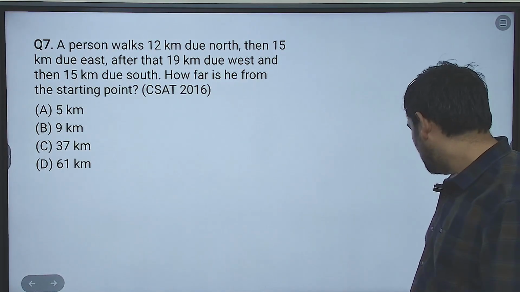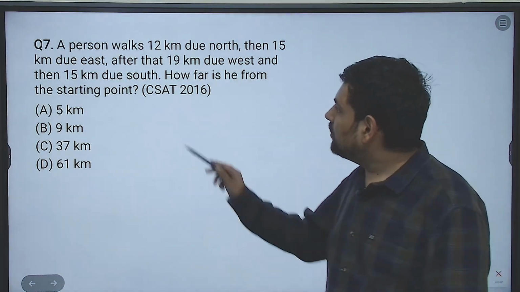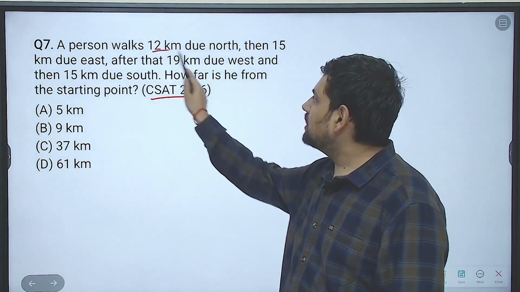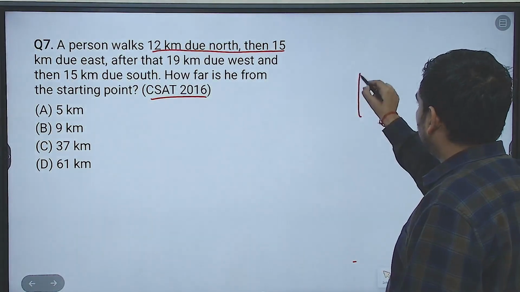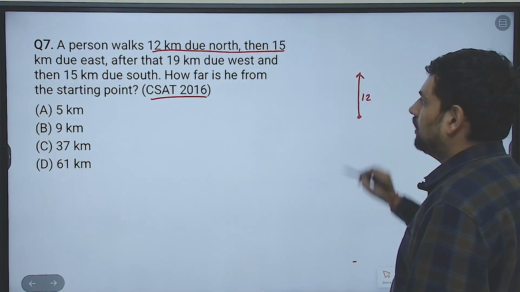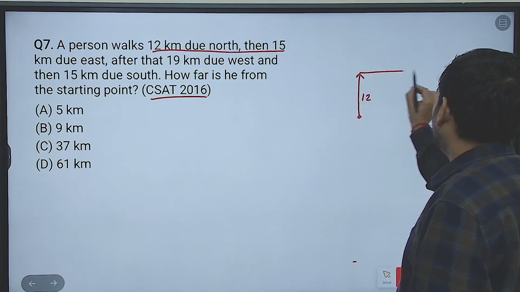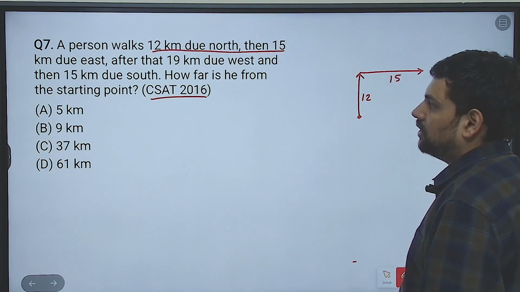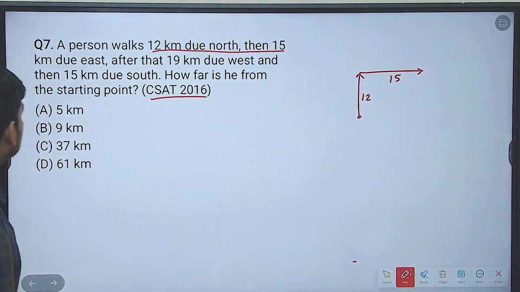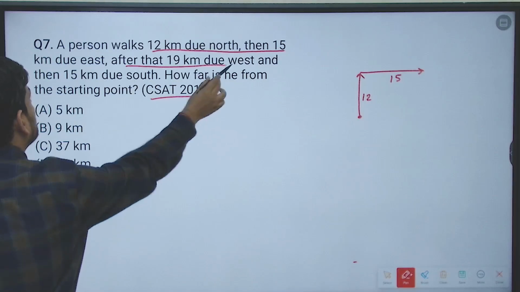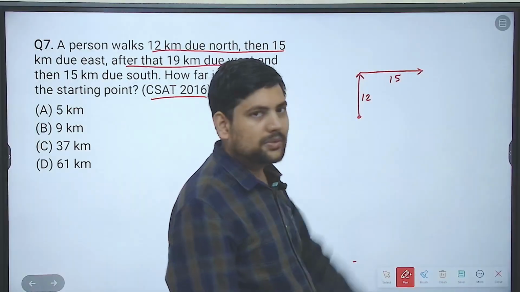This is from CSAT 2016. A person walks 12 kilometers due north. Then 15 kilometers due east, so from here he goes 15 kilometers due east. After that, 19 kilometers due west. Now from here he goes 19 kilometers west.